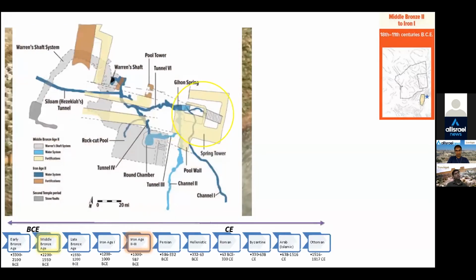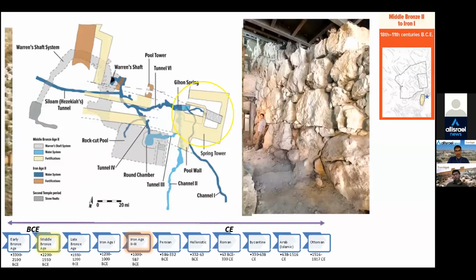So the fortification walls are right now in, let's say, beige color, and there's a massive spring tower above the Gihon Spring. And this massive wall you can see right now on the right is actually located right here. This was the first moment it was discovered. Look at these huge stones. Look at the person standing there. He's Eli Shukran, the archaeologist that was part of the team discovering this in the end of the 1990s.